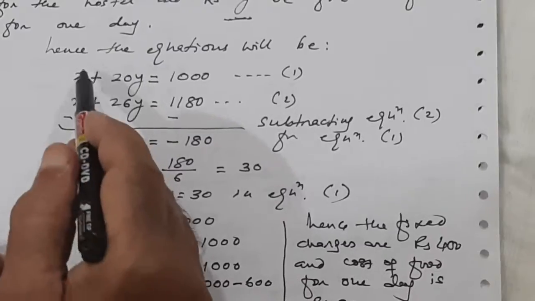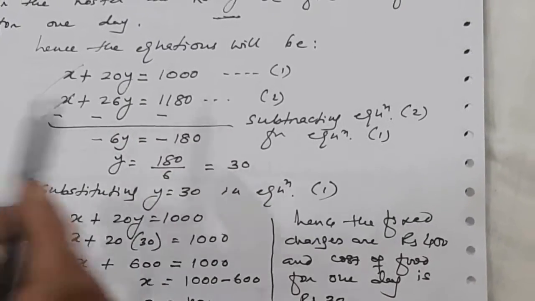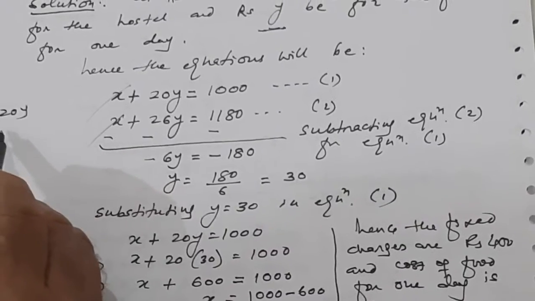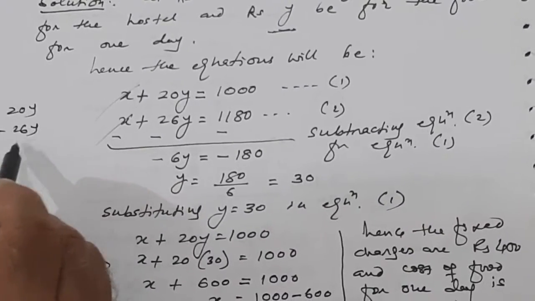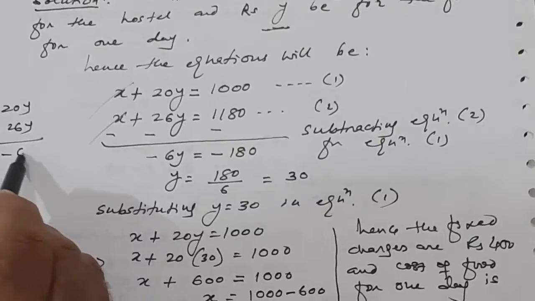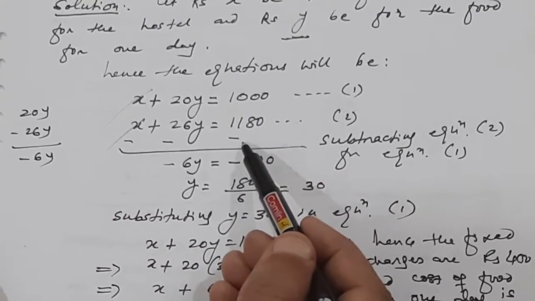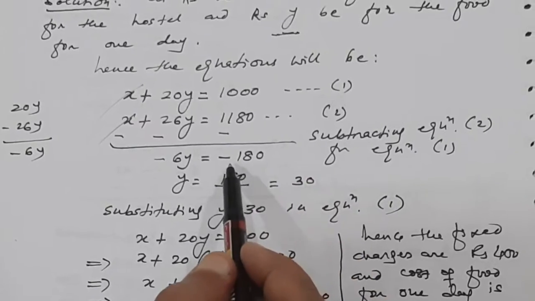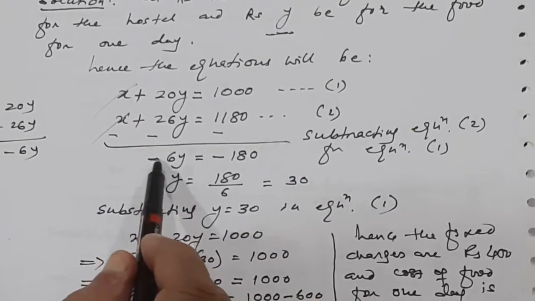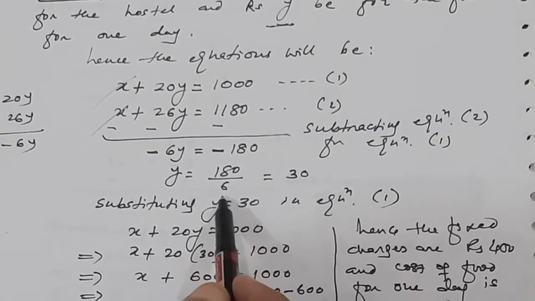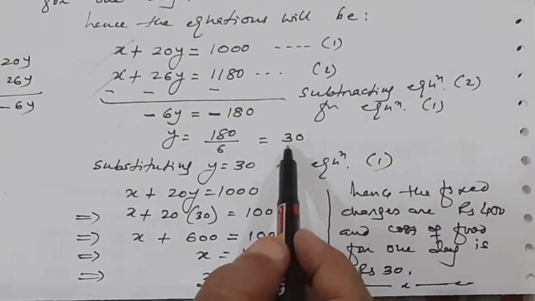Now X gets cancelled. So 20Y minus 26Y is equal to minus 6Y. Similarly 1000 minus 1180, it will be minus 180. As both sides are minus, they will get cancelled. Hence Y is equal to 180 upon 6, that is Y is equal to 30.